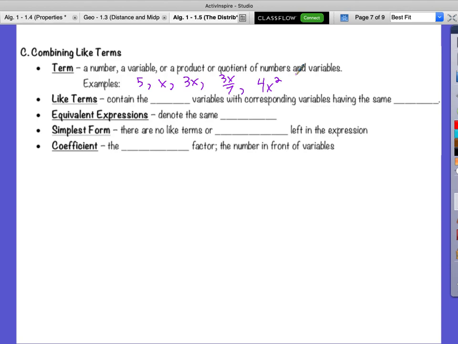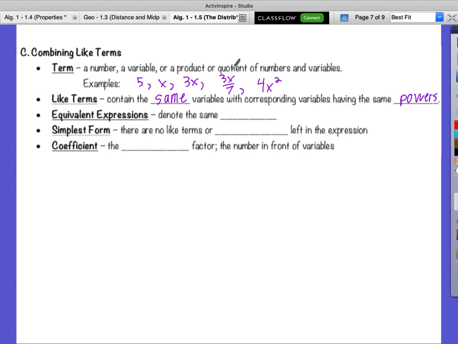Okay, so let's do some different examples of terms. Now like terms contain the same variables. So it's like we didn't mix up our x and our y's on the last problem, did we? No, we didn't. They contain the same variables with corresponding variables having the same powers. So for example, you would not combine 3x and 4x squared because they have different powers of x. When it's squared, what is the first power?